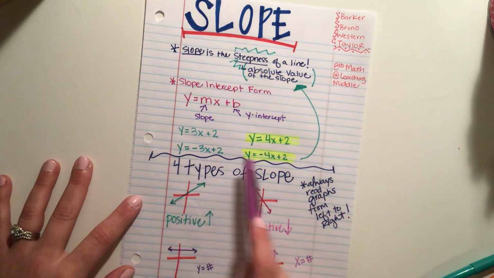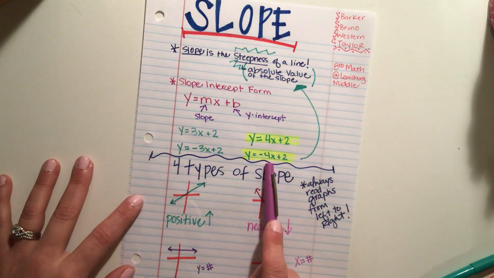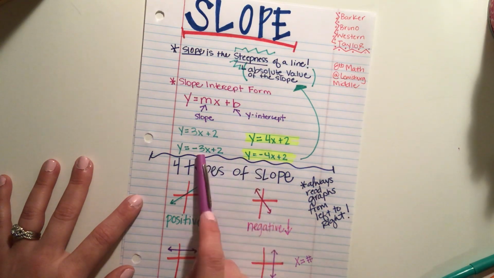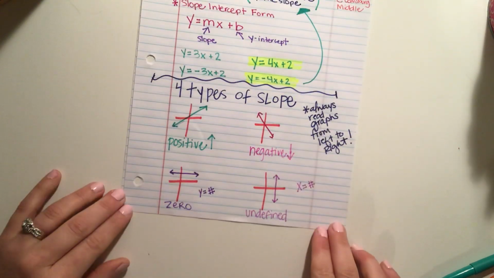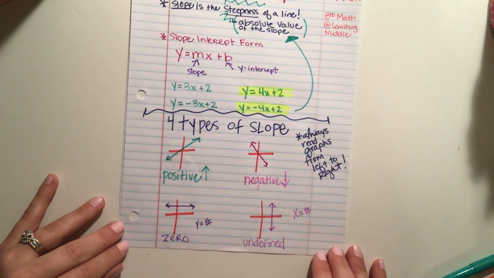Negative 3x plus 2 and negative 4x plus 2. Anytime you have negative slopes, you look at the absolute value. The absolute value of that number. Do not look at the negatives when you're talking about steepness. Let's recap the 4 types of slope. Our 4 different types of slope.